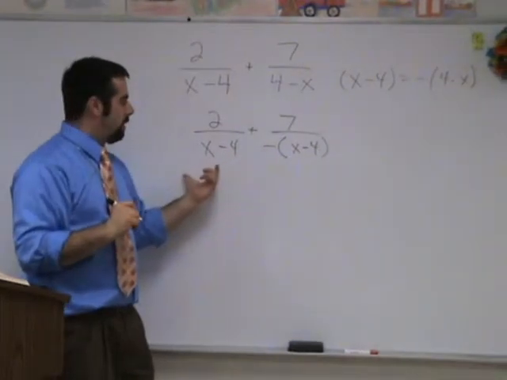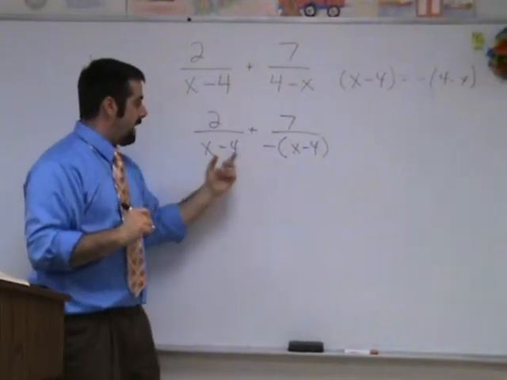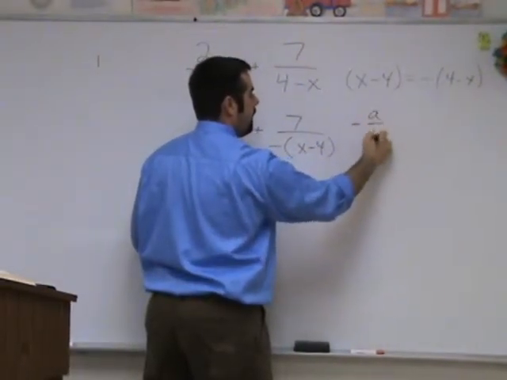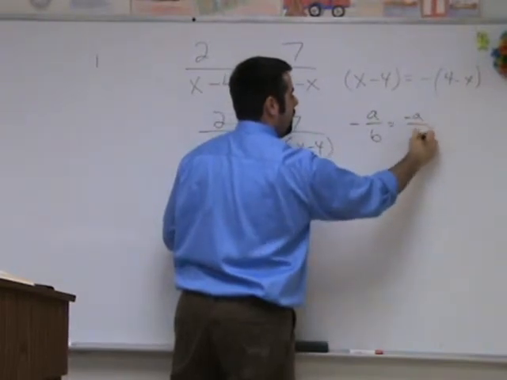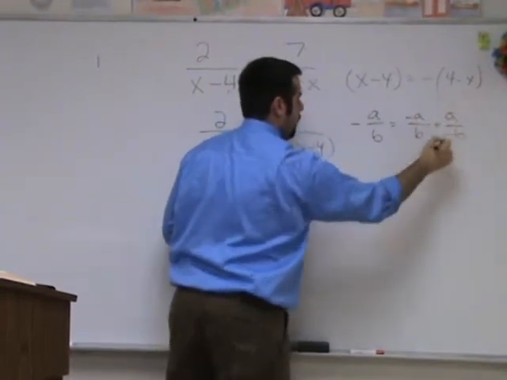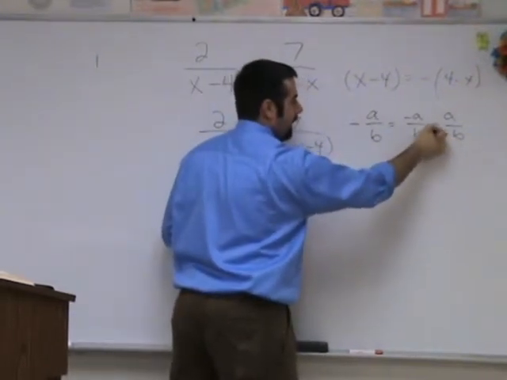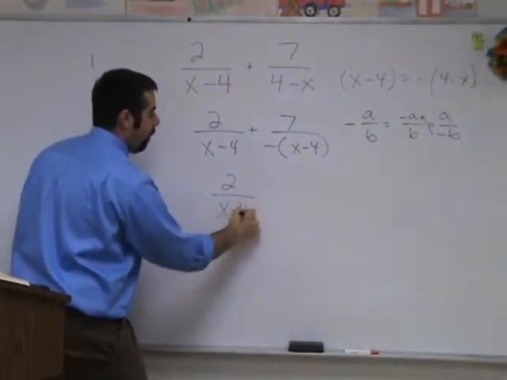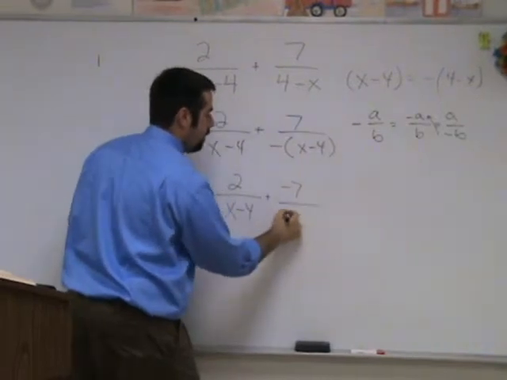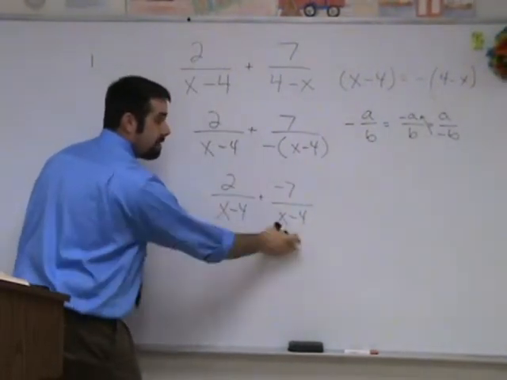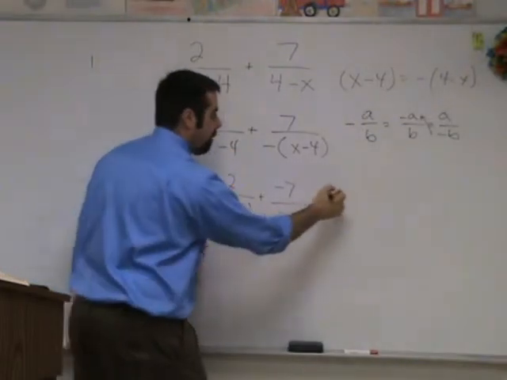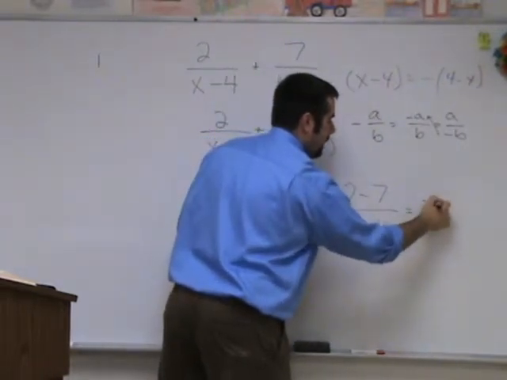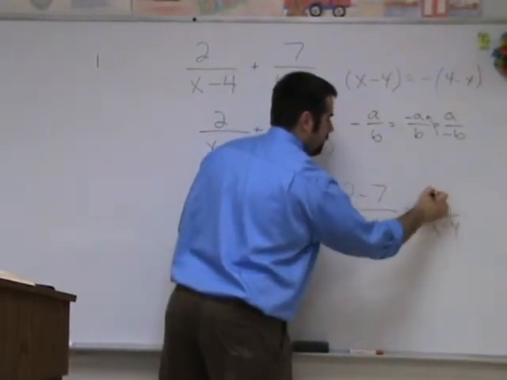Now my denominators are related. I can see that they're the same if I move this negative up to the top. Remember, if I have a fraction negative a over b, I can write that as negative a over b or a over negative b. So in this case, my negative b, I can write that subtraction up there. So I get 2 over x minus 4 plus a negative 7 over x minus 4. My denominators are the same, so I write it over one denominator with the numerator 2 minus 7 over x minus 4, which is equal to negative 5 over x minus 4.